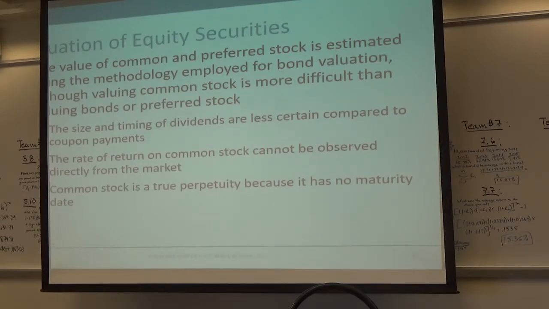Valuation of equity securities. The value of common and preferred stock is estimated using the methodology employed for bond valuation, although valuing common stock is more difficult than valuing bonds or preferred stock. The size and timing of dividends are less certain compared to coupon payments. The rate of return on common stock cannot be observed directly from the market. Common stock is a true perpetuity because it has no maturity date.